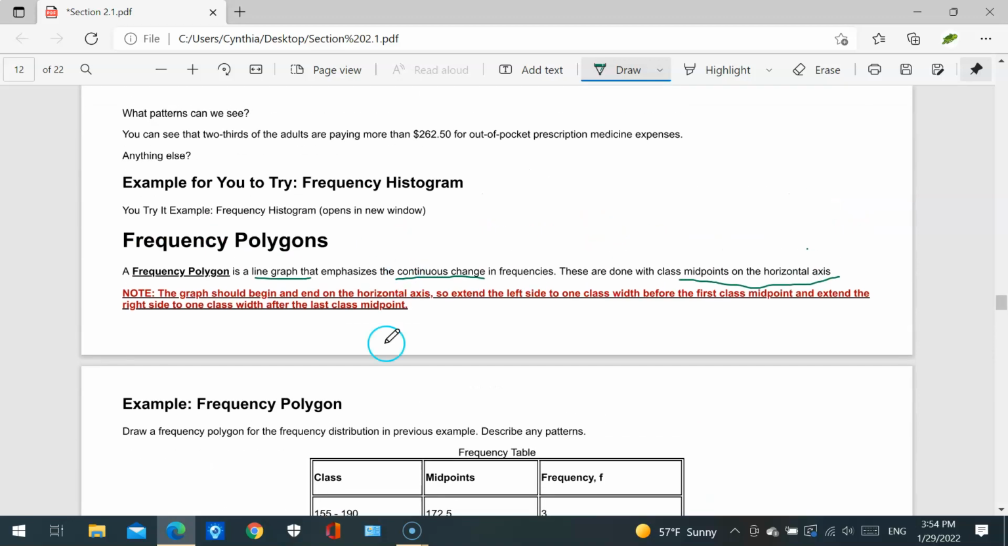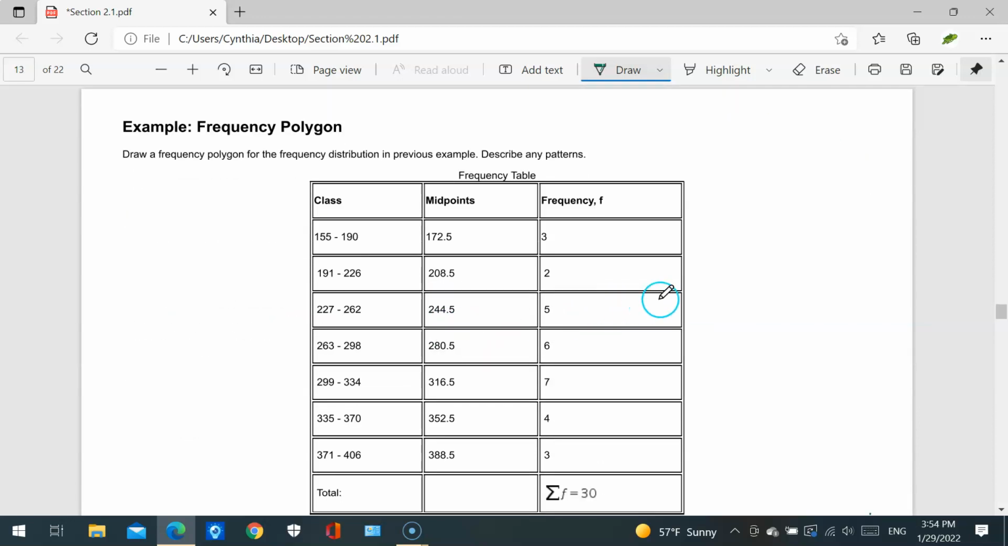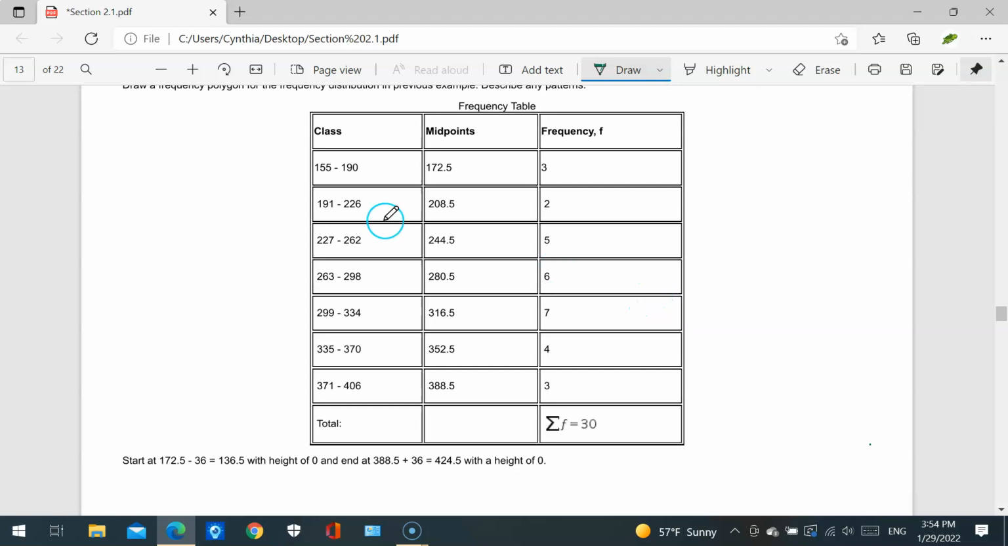Now we want to transfer the data in this table into the graph. Look at the note here. The bar graph should have a begin and end point on the horizontal axis. So extend the left side to one class width before the first class midpoint, and extend the right side to one class width after the last class midpoint. So with a polygon, we need to find the begin point and the end point. Both of these 2 points intersect with the x-axis. Now, how do we find the begin point and the end point?